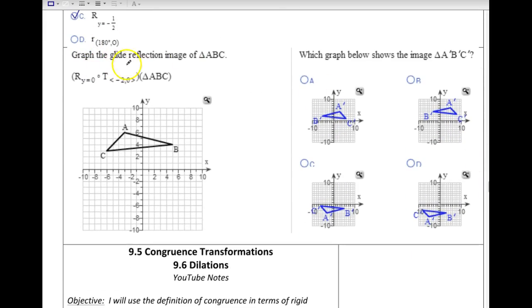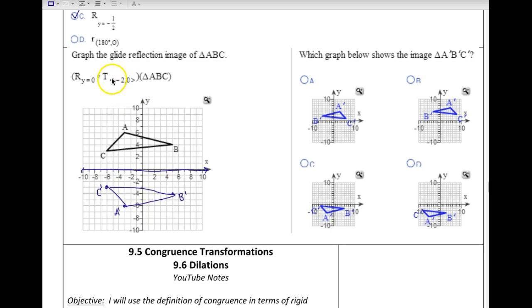Okay, graph the glide reflection image of triangle ABC. So we're graphing the glide reflection of this triangle. The first isometry is a reflection across the line y equals 0. Y equals 0 is this line here. So I'm going to reflect this triangle across this line. There we go. I've got A prime, B prime, C prime.